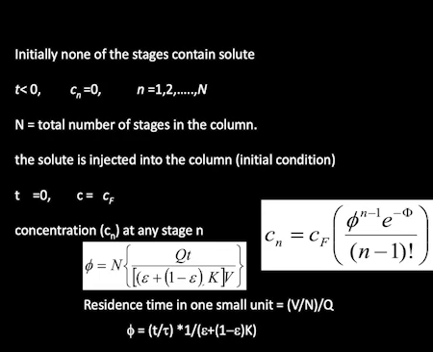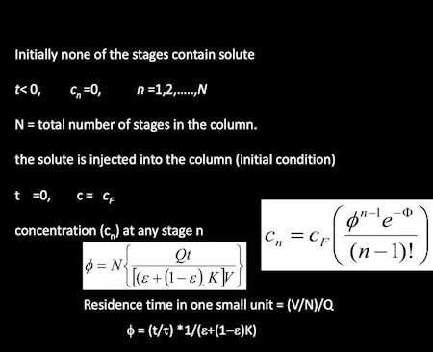So, what happens initially? There is no solute, that means at time less than 0 we have no solute. So, Cn equal to 0 for all n from 1 to N, at time less than 0, where capital N is the total number of stages. Now, at time equal to 0 I am injecting the solute, in the start of my tubular reactor or tubular chromatographic column. So, these are the initial conditions.